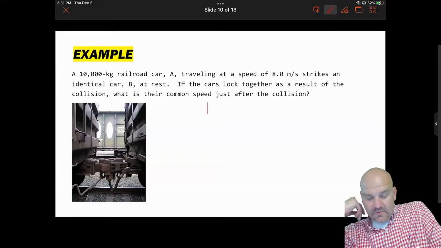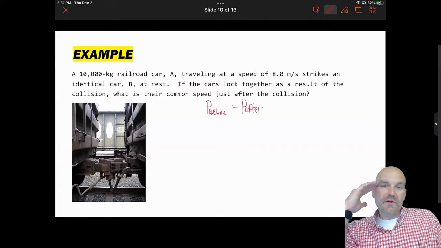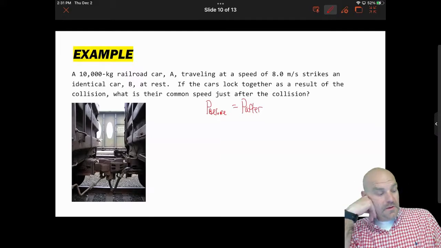So again, P before equals P after, right? Always start by writing that down, because on the AP test, they're probably going to award a point there.